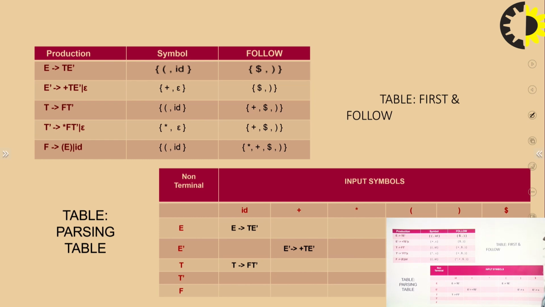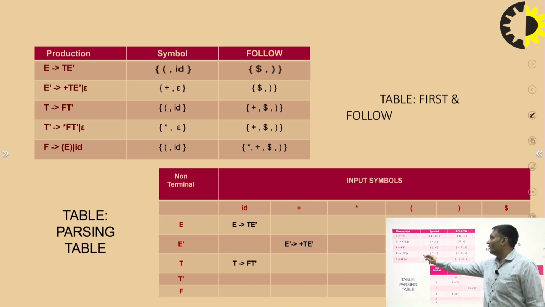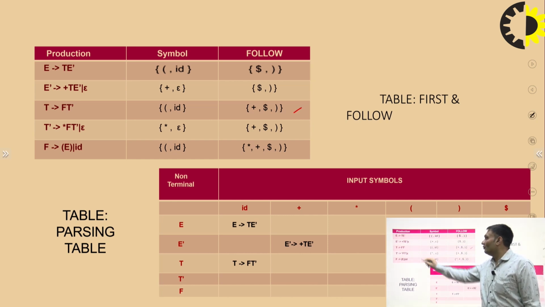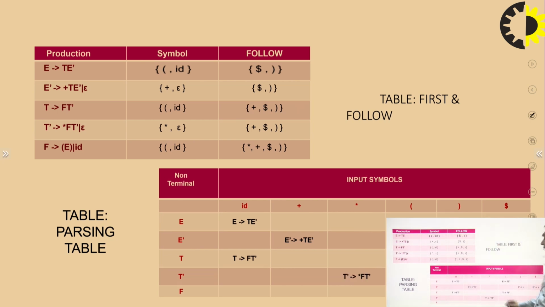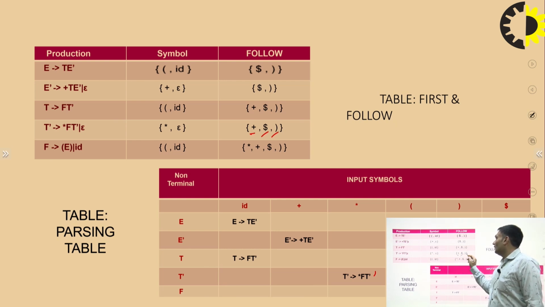Now similarly, if there is no epsilon, then this rule will be put in two places: open bracket and ID. Then we don't need to see this part. The rule corresponding to star will be put here in the star section. The rule corresponding to the epsilon will be put at three places: plus, dollar, and close bracket.